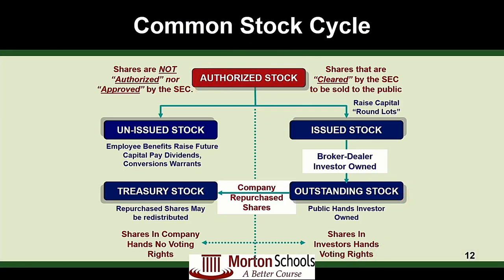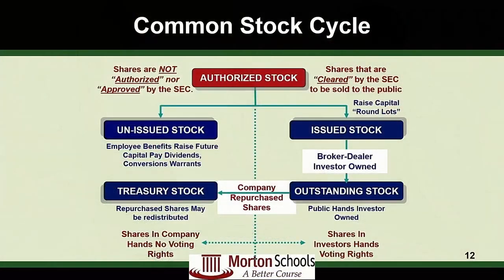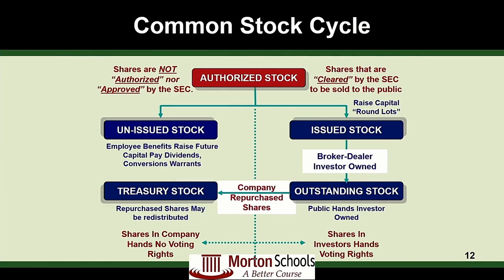And in order to do that, they have to go through the registration process, which we'll also talk about in another video. That means we have what? We have a certain number of shares of unissued stock that was created through the corporate charter. When the corporation wants to sell those to the public, that will be done through what's called an IPO, an initial public offering.